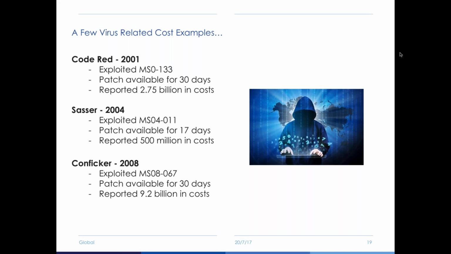And then Conficker, one a little bit more recent. I remember this quite well. It exploited MS08-067. The patch was available for this for 30 days. The costs really jacked up on this one. It was reported at $9.2 billion in costs for Conficker.